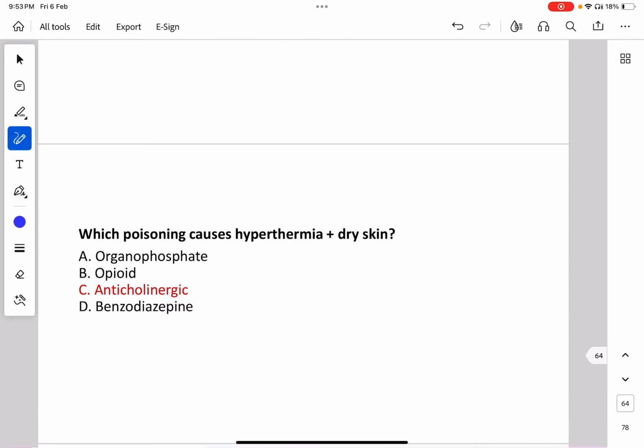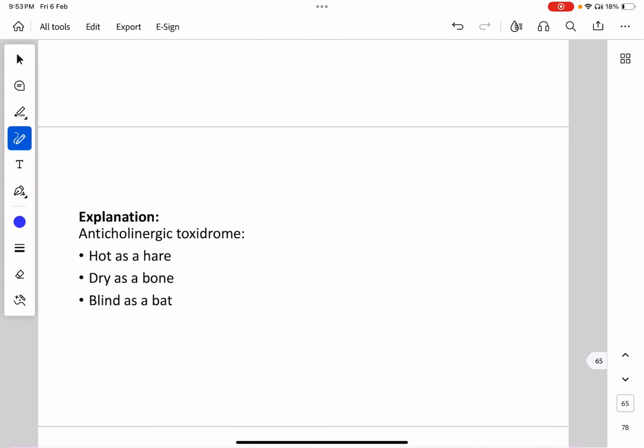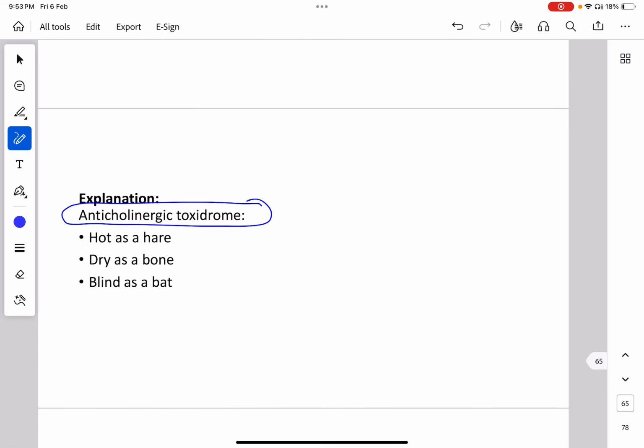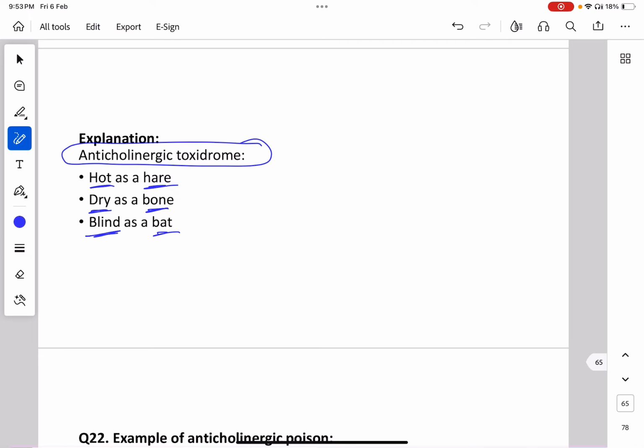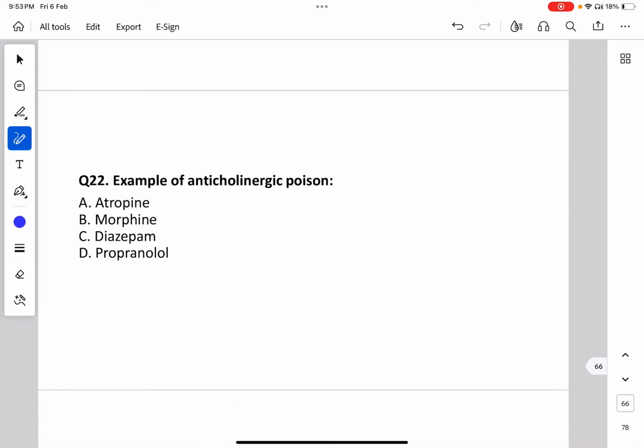So it is anticholinergic poisoning: hyperthermia and dry skin. So what is anticholinergic toxidrome? It is commonly said: hot as a hare, that is hyperthermic, dry as a bone, dry skin, and blind as a bat, that is decreased vision. So if a patient presents with hyperthermia, dry skin, and decreased vision, we can blame anticholinergic toxicity.